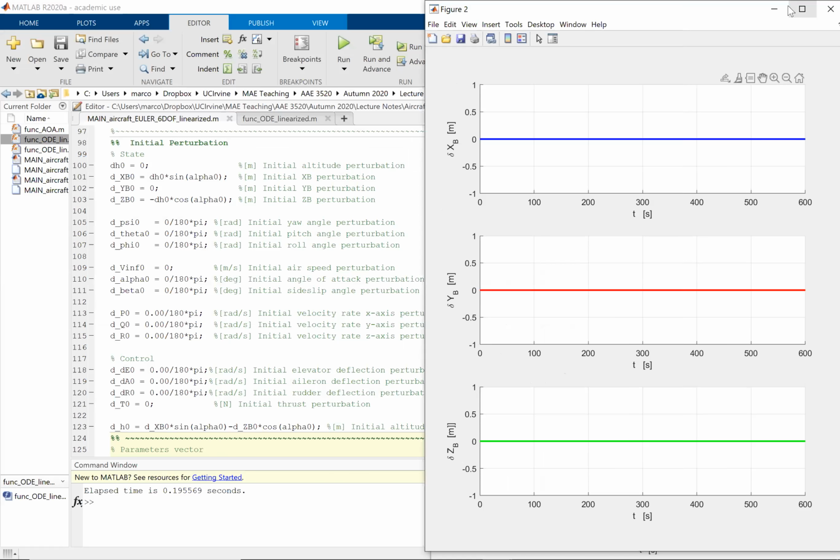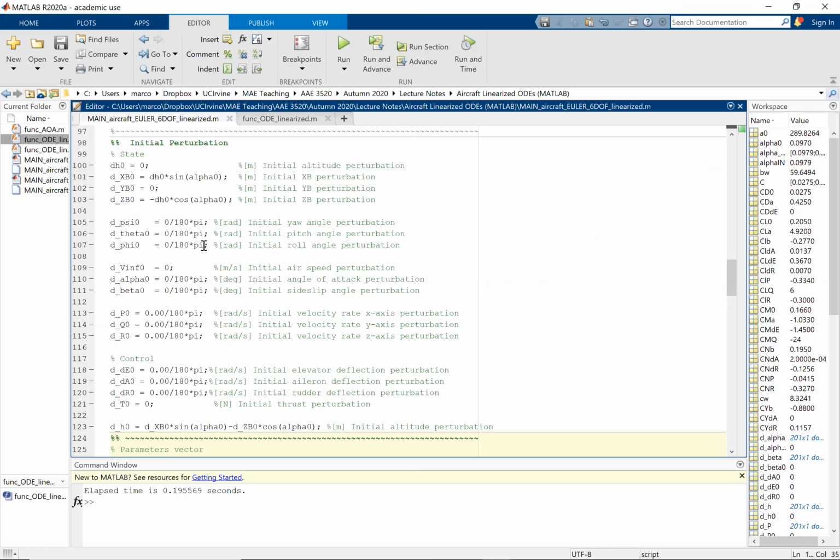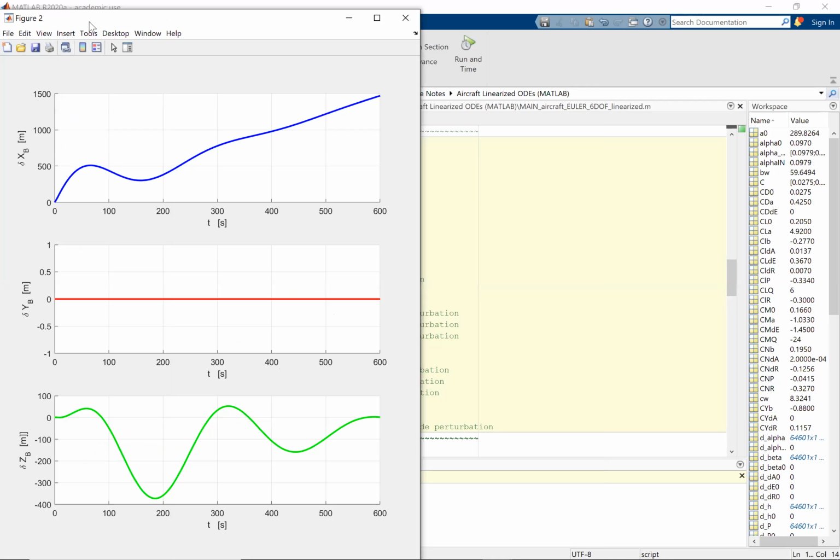It's not really interesting in this case. So let's start by giving an initial perturbation of some kind. So let's give it a little bit more airspeed. Let's say we increase the airspeed. We have a sudden change of 10 meters per second. Let's see what happens. So V infinity is one of the longitudinal states, so we expect only the longitudinal dynamics to be modified. Is that the case? Well, yes, it's indeed the case.